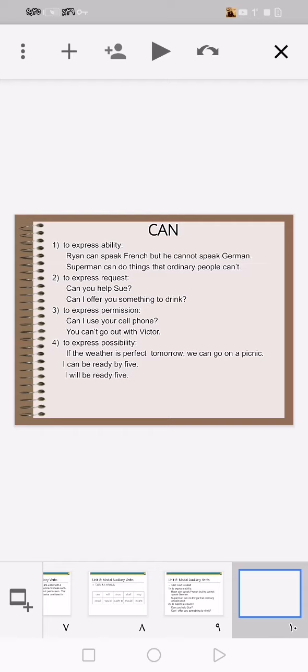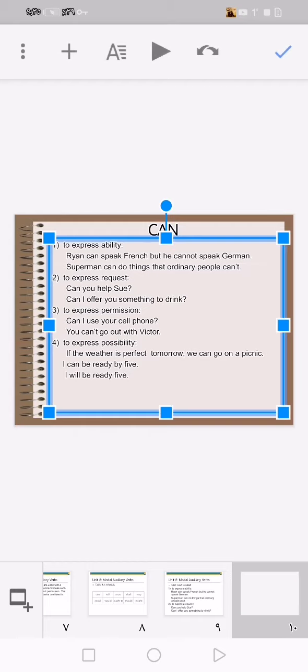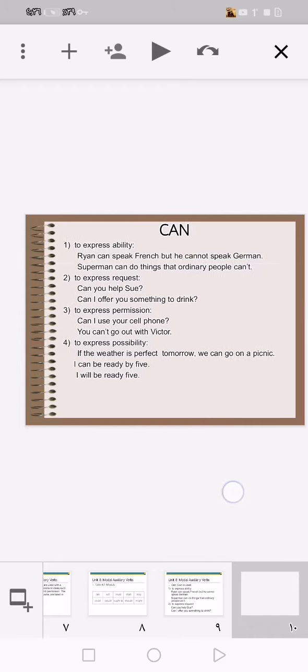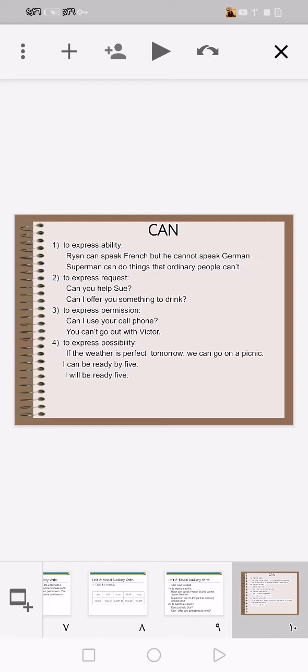Number three, to express permission. Can I use your cell phone? You can't go out with Victor. Number four, to express possibility. If the weather is perfect tomorrow, we can go on a picnic. يعني إذا كان الجو بكرة جميلة ومعتدل نستطيع أن نخرج في نزهة يعني لبيكنيك. نستطيع أن نخرج. We can go on a picnic.